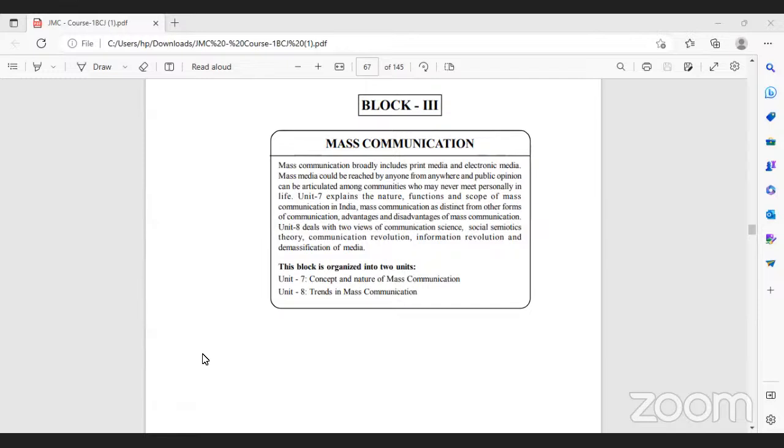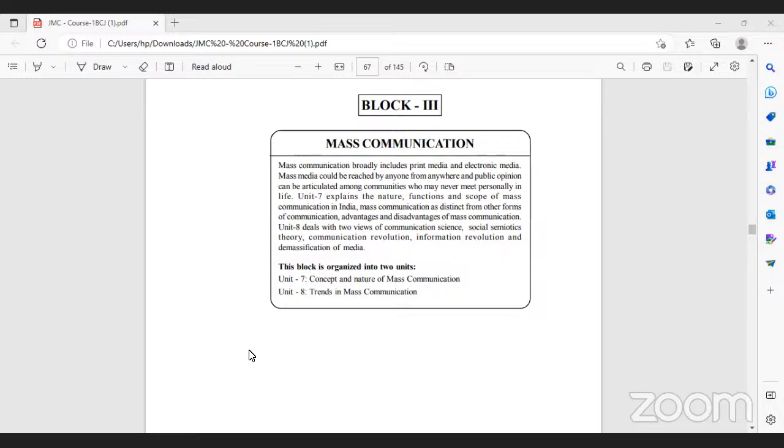Today we'll be discussing Block 3, that is about mass communication. Basically, we have an understanding of what mass communication is. As part of that, we understand that print and electronic media and the various forms of communicating with the masses are termed mass communication. We also understand that mass media can be reached by anyone from anywhere, and public opinion can be articulated among the communities.